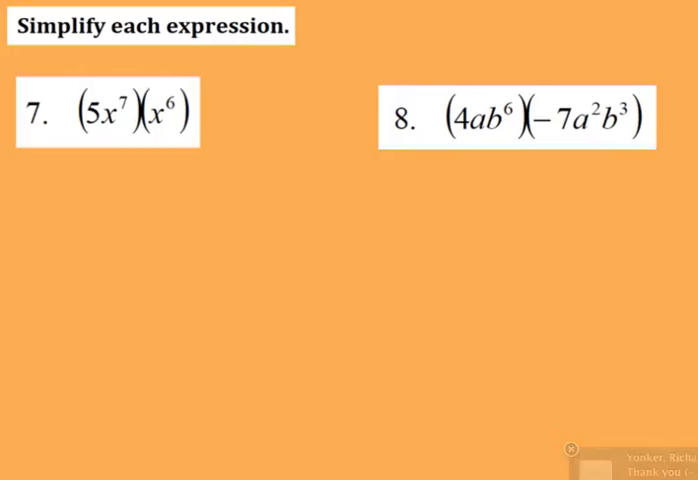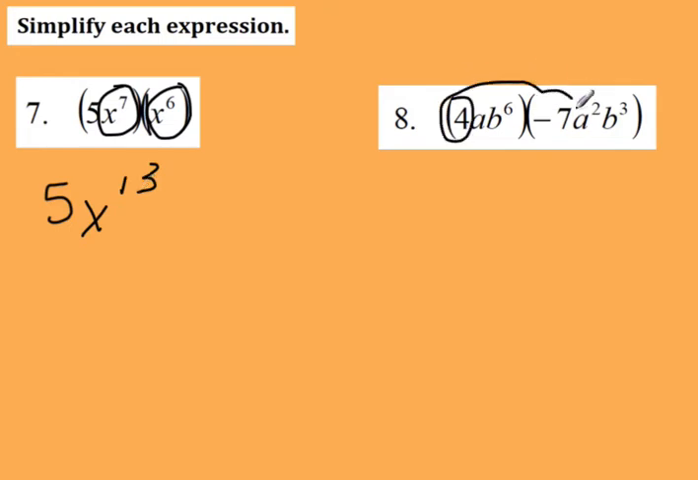So let's take a look at number 7. For number 7, we need to multiply these two terms together. Now when we multiply these two terms, we need to add the exponents and multiply the coefficients. Well, this x to the 6 basically has a coefficient of 1 outside. So you're taking 5 times 1, which is just 5. Then we're going to take x to the 7 and multiply it times x to the 6. When we do that, we need to add the exponents, and that's going to be 13 when you take 7 plus 6.